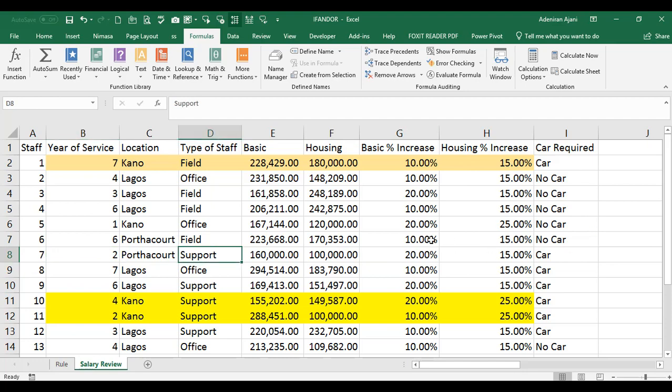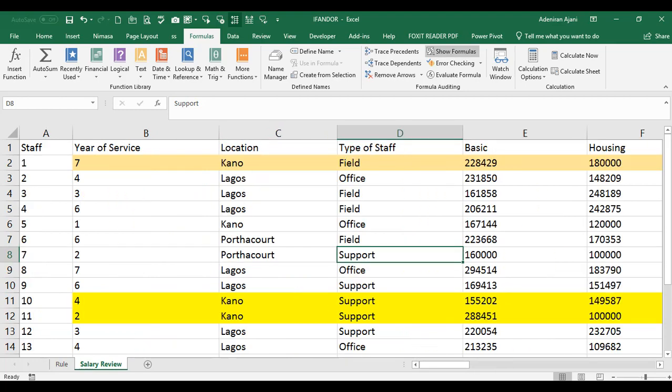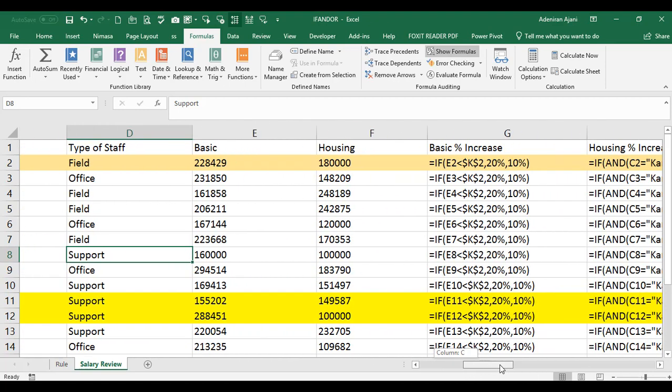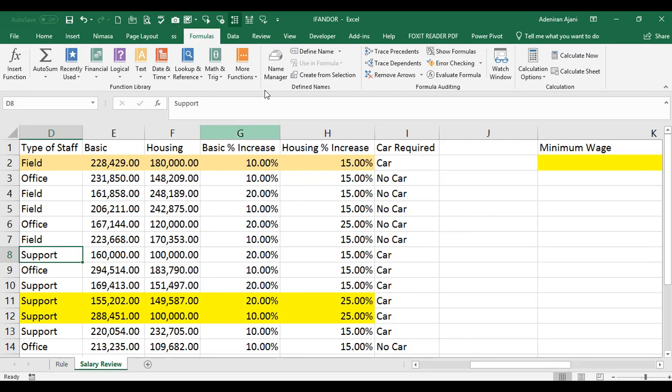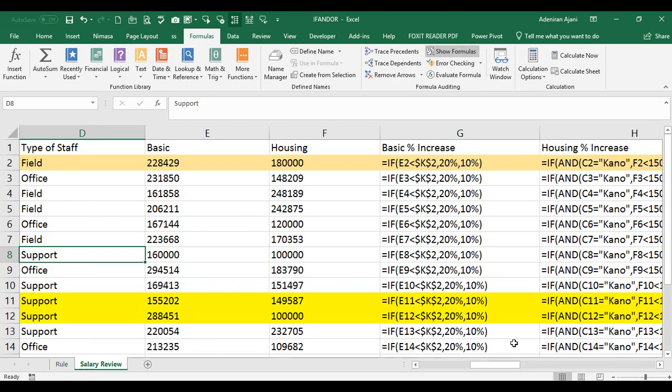So let's look at how this formula works then. One way I can get there is to press Control tilde to expose the formula. I press Control tilde again to go back. I can also come to my formula tab and say show formula. So let's get the formula. This one just says this is the test: is it less than the minimum basic? And if it's true, it gets a 20%, else a 10%.